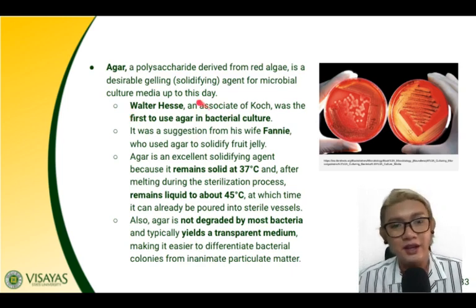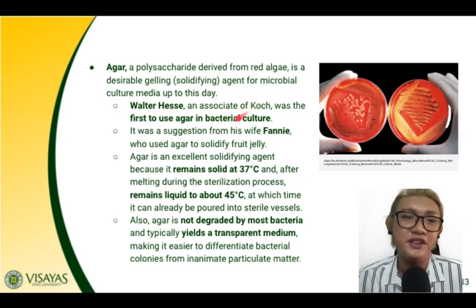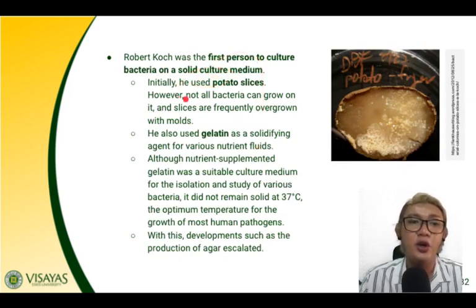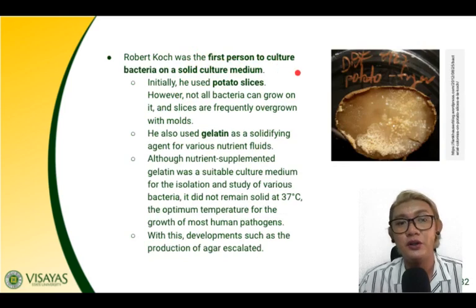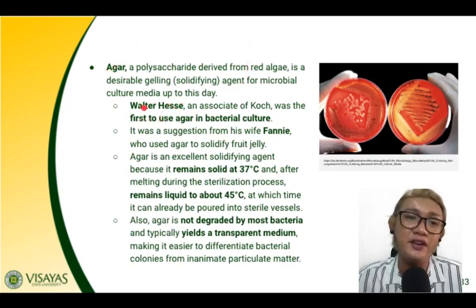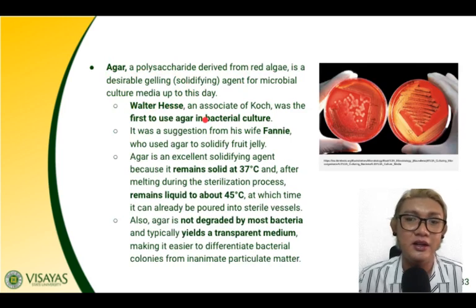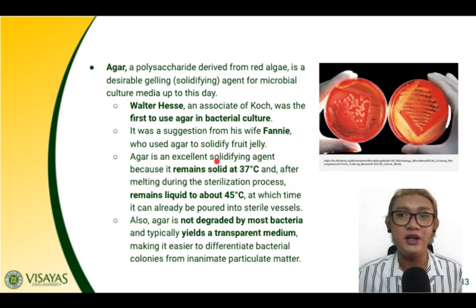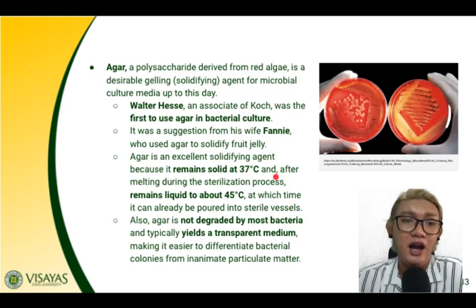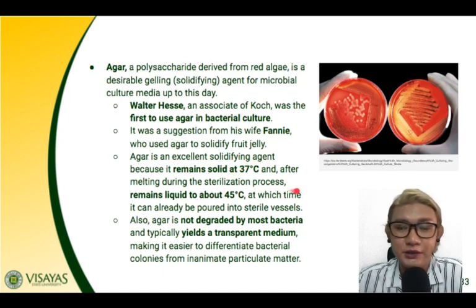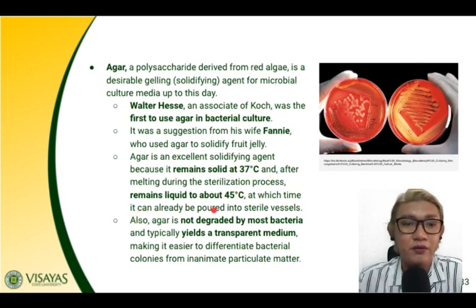Okay, so Walther Hesse, an associate of Koch, was the first to use agar in bacterial culture. Do not confuse this with the contribution of Robert Koch. Robert Koch was the first person to culture bacteria on a solid culture medium using potato slices. But it was Walther Hesse who first used agar in bacterial culture. That was a suggestion from his wife Fanny, who used agar to solidify fruit jelly. Agar is an excellent solidifying agent because, unlike gelatin, it remains solid at 37 degrees Celsius, and after melting during the sterilization process, it would remain liquid at about 45 degrees Celsius.